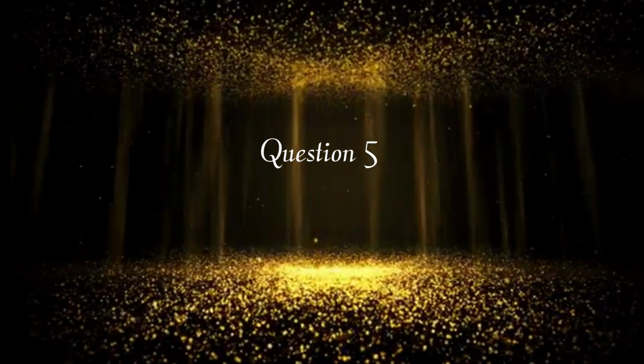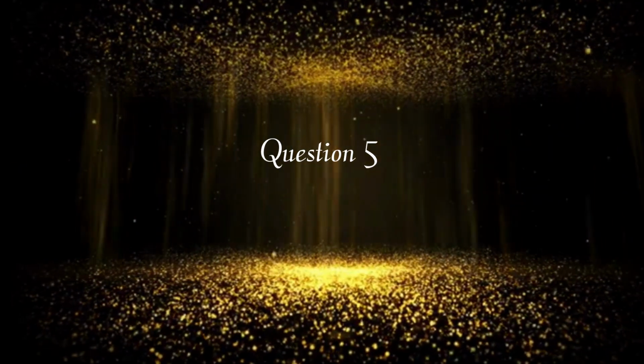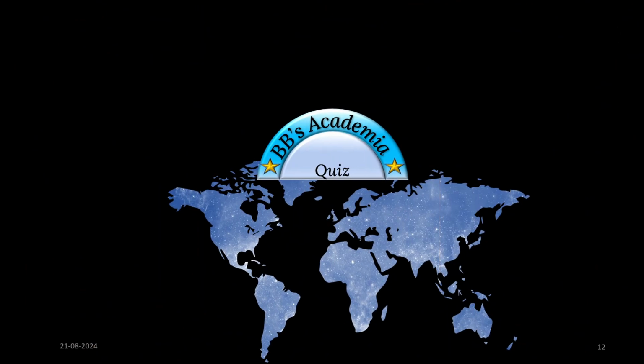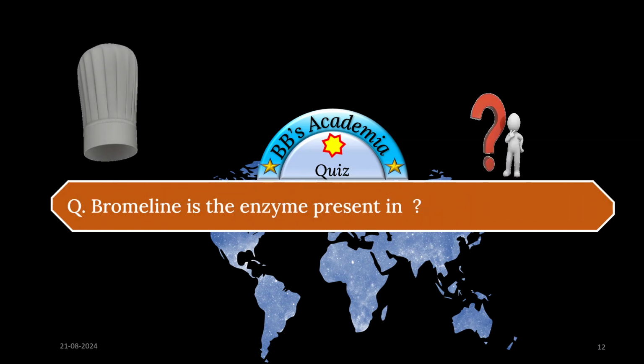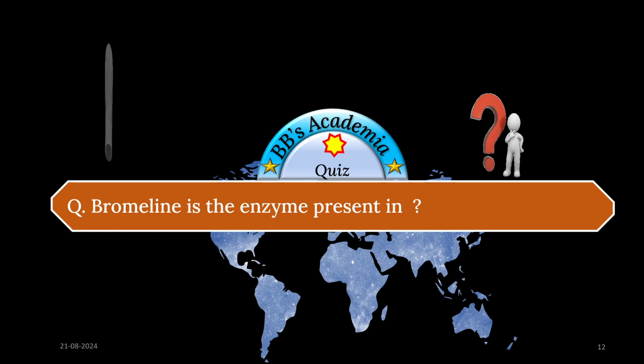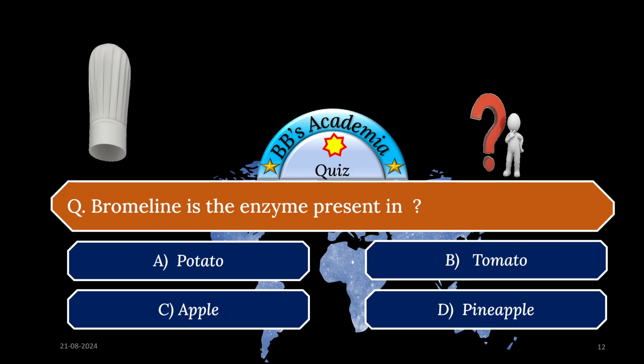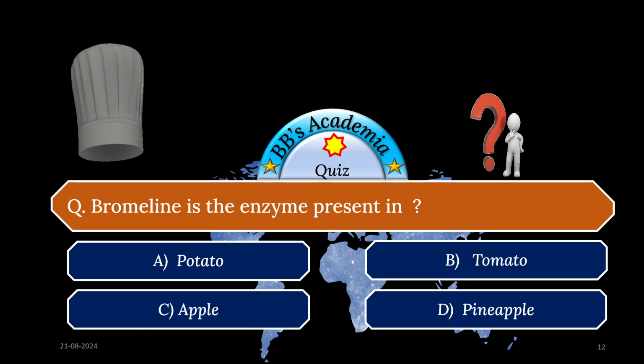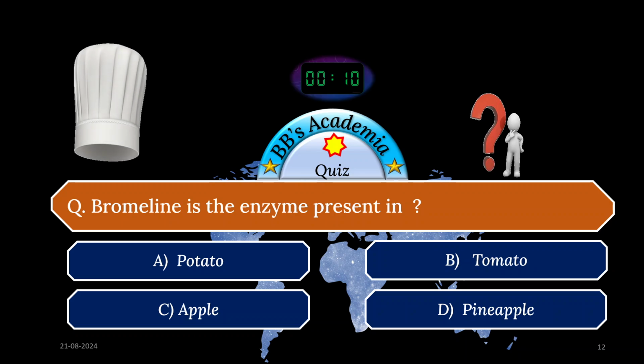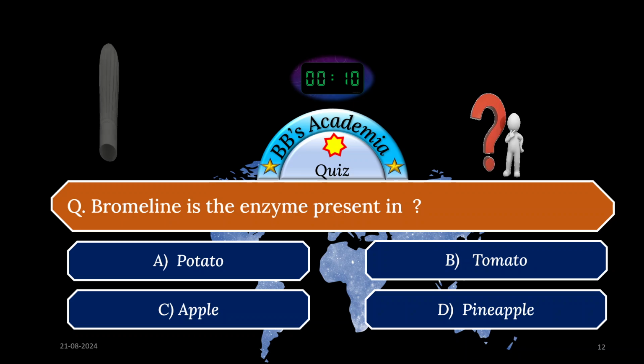Question number 5 will be on your screen very shortly. And here it is. Question is, bromelain is the enzyme present in. You have to mention out of these 4 options which one is correct. The 4 options are option A, potato, option B, tomato, option C, apple, and option D, pineapple. 10 seconds allotted for you to think for the correct answer, and your time starts now.